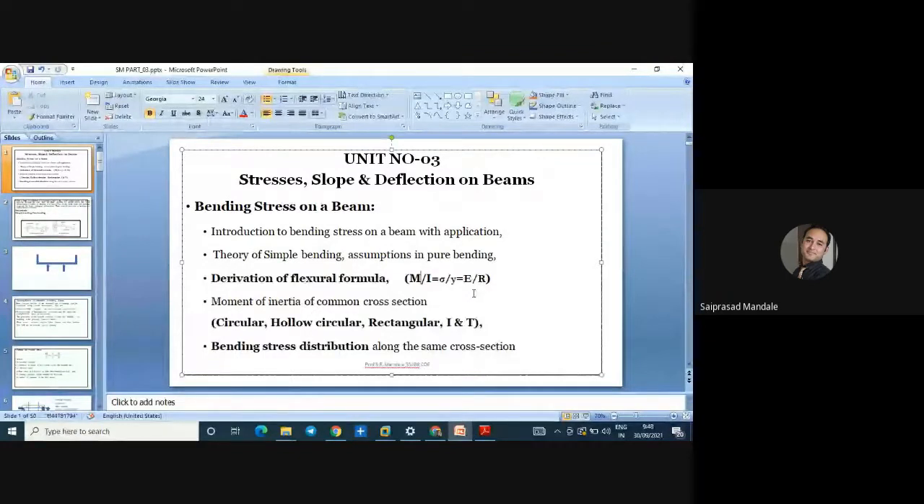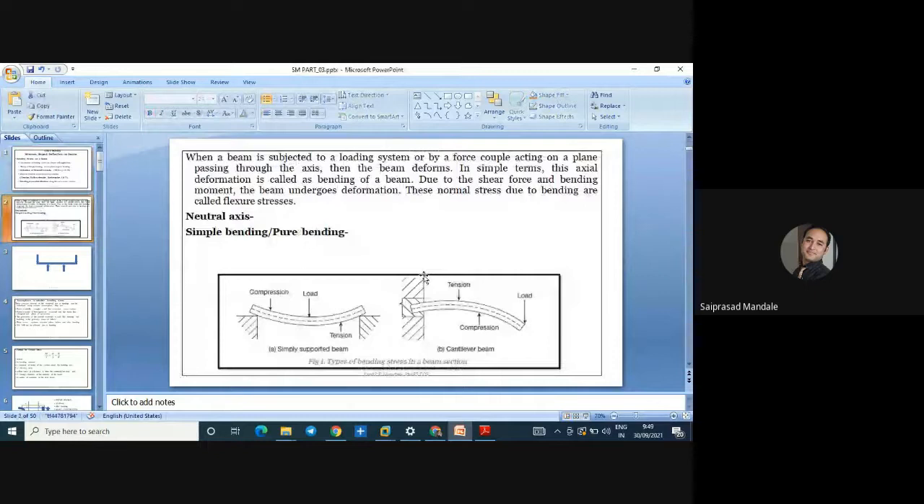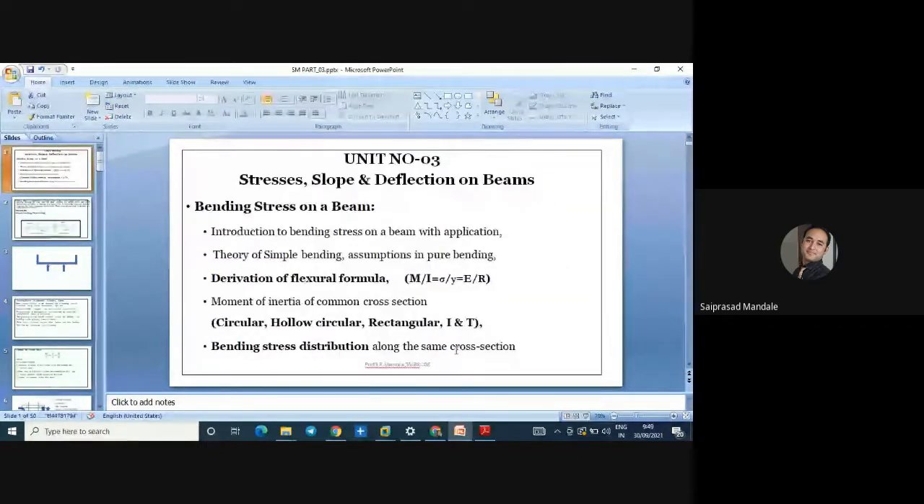Then next is the moment of inertia of common cross sections. Some common cross sections like circular, hollow circular, rectangle, and I sections. These are the common sections for which we are going to calculate the bending stresses. Then bending stress distribution along the cross section. Bending stress distribution is a diagram. So we have to calculate the bending stresses, and along with that we have to draw the bending stress distribution diagram across the section. These are the points that we'll be looking at, and after this, we'll go for the slope and deflection of the beam. So let us begin with the bending stress.